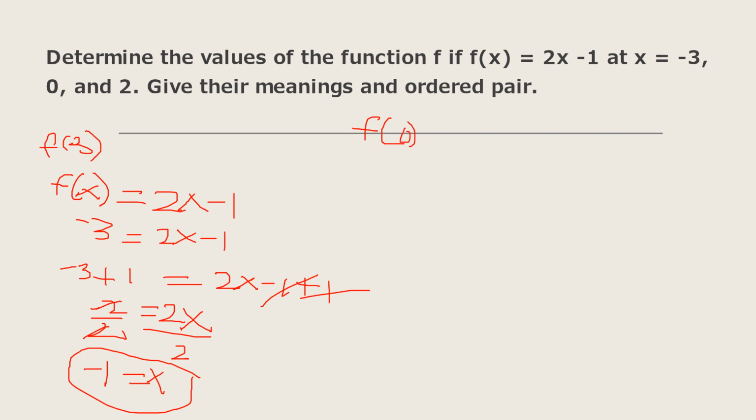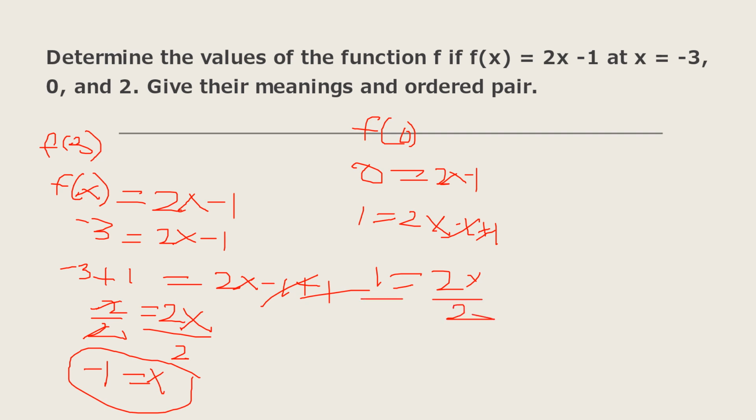Okay, so we got 0 is equals to 2x minus 1. So that means we have 1 is equals to 2x minus 1 plus 1. So cancelled out here. We have 1 is equals to 2x divided by 2. Okay, that means your x is equals to 1/2, or that is 0.5.